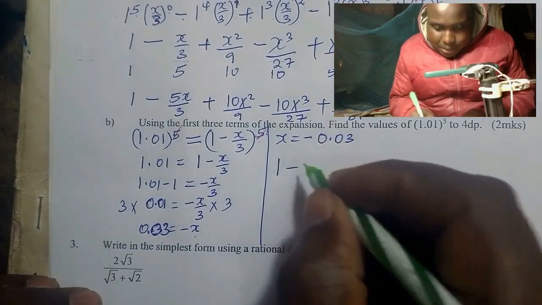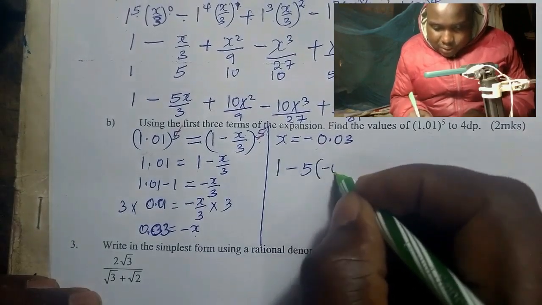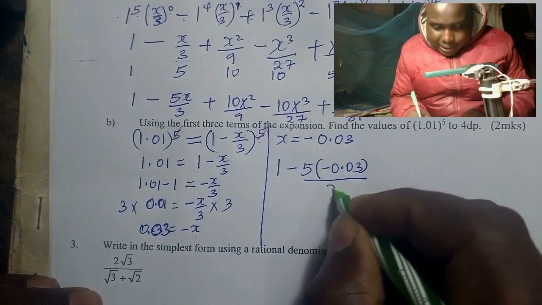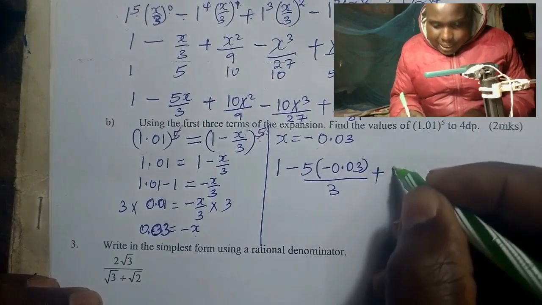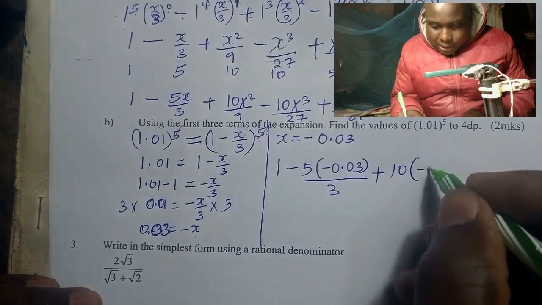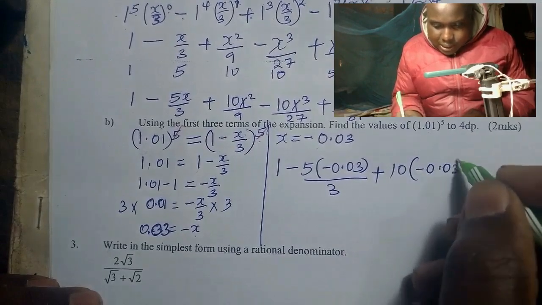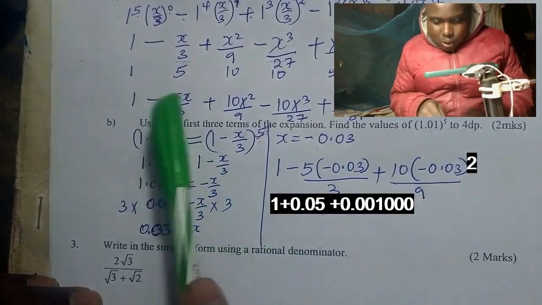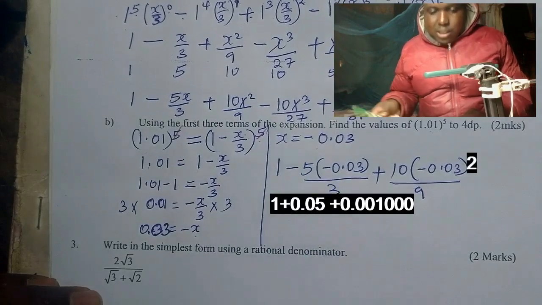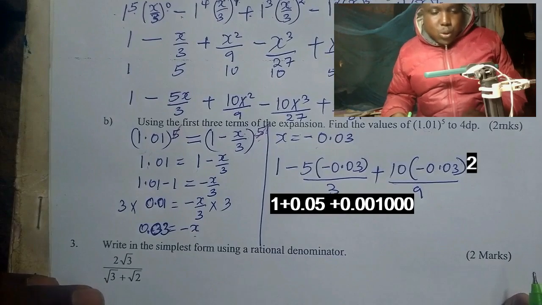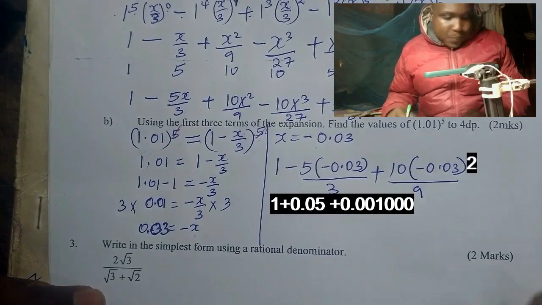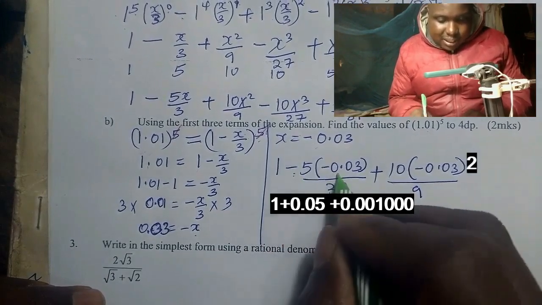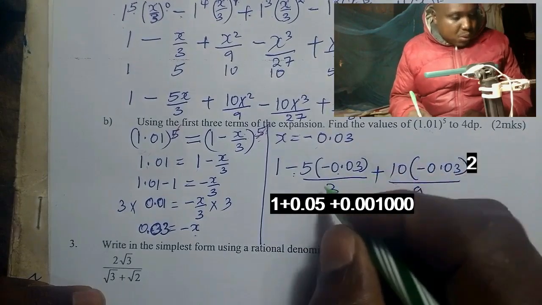So it is 1 minus 5 into negative 0.03, plus 10 into negative 0.03 squared, divided by 9. The first 1, 2, 3, we are finished with the first 1, 2, 3 because we have been asked to use the first 3 terms. You don't need to do otherwise. So when you work this out, this one is going to be 1 minus this negative, which is going to be positive.